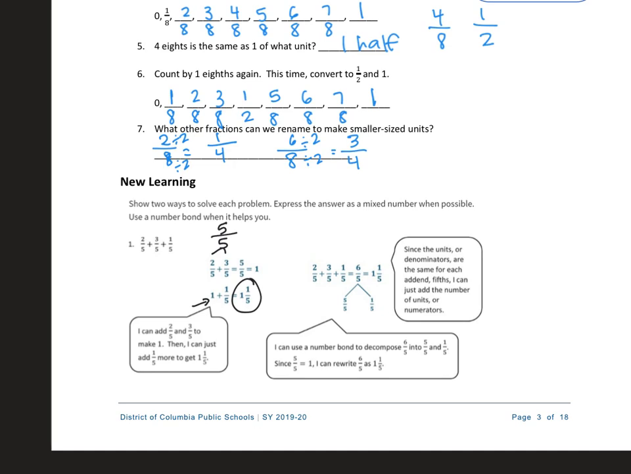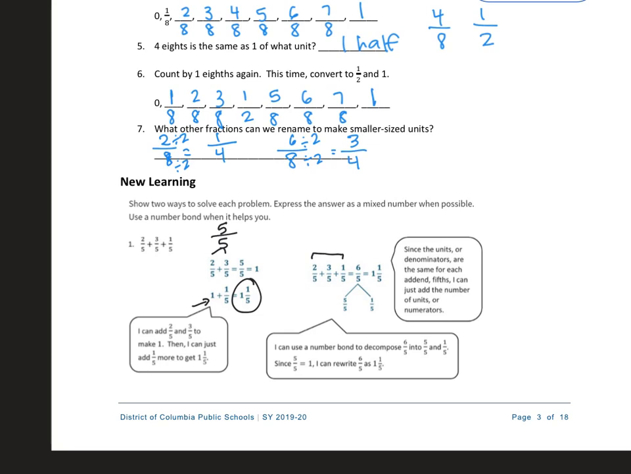Okay? Another thing they could have done is they just added up all the units right away. So 2 plus 3 plus 1 here, and they got 6/5. Now, they said, okay, 6/5 is a fraction greater than 1 because my numerator is greater than my denominator. 6 is greater than 5. So I'm going to break this down so that I can convert it into a mixed number.